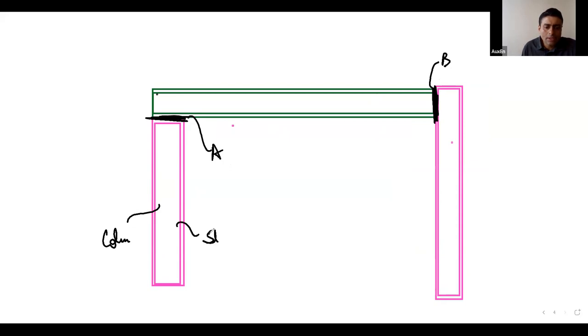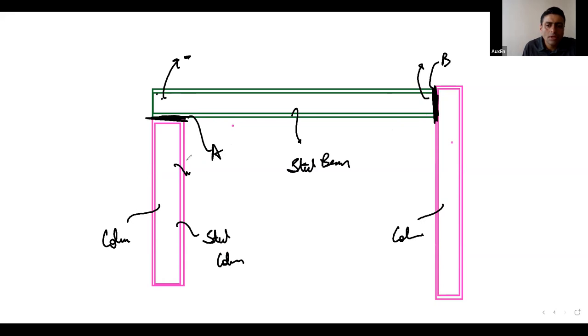I hope you are able to imagine. This is my steel column. This is the elevation. This is my steel beam. And this is the column. So this connection type A and connection type B, of course, they will be different. So this is what I mean. The member forces may remain the same: same member forces over here also, same member forces to be transferred to the column also. But because of my project requirement, because of my installation, erection and fabrication requirement, there can be these two possibilities.